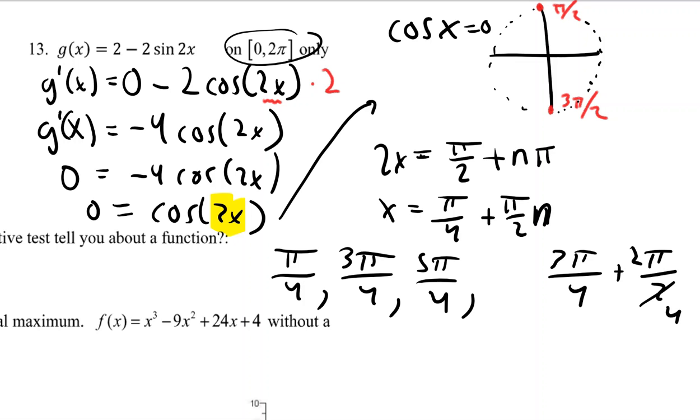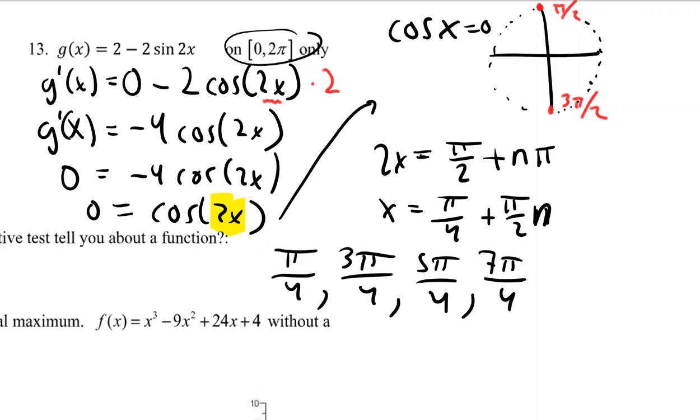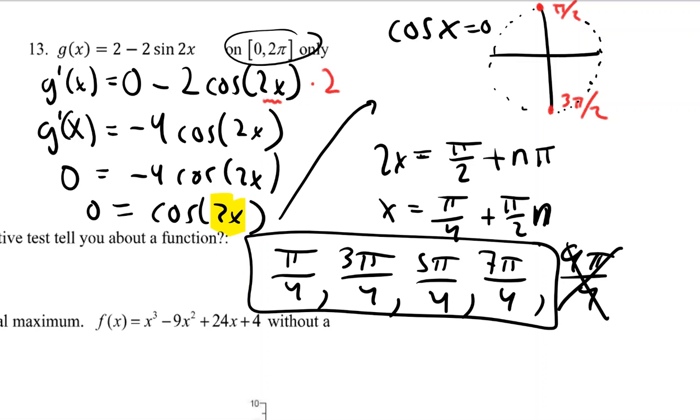Add it again. That would be 7 pi over 4. Is that between 0 and 2 pi? Then it's an answer. Add it again. 9 pi over 4. Is that between 0 and 2 pi? Then that's how I know when to stop.